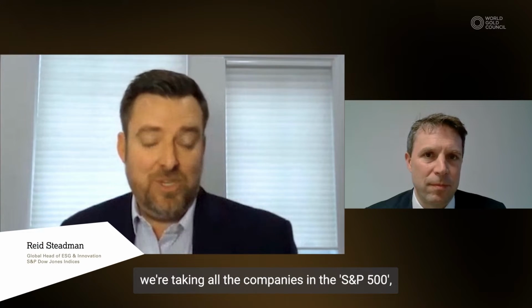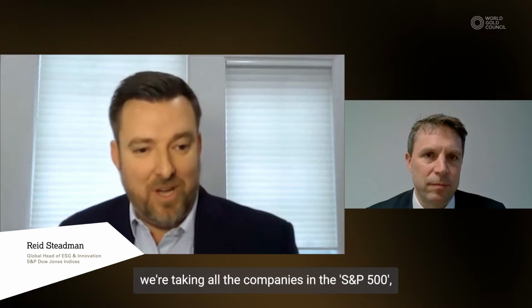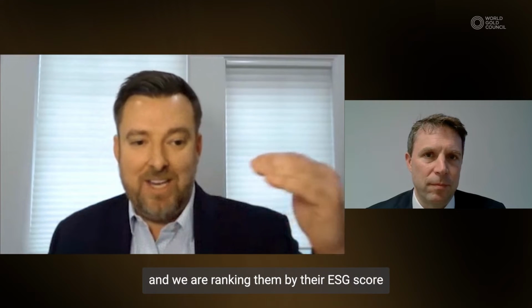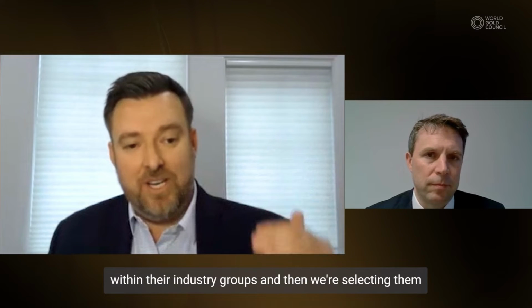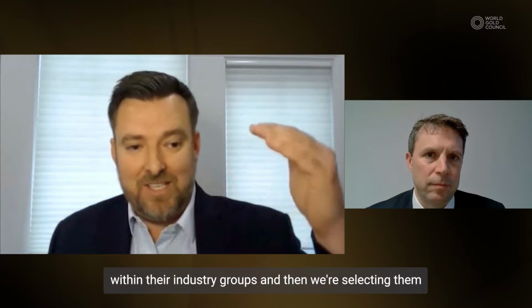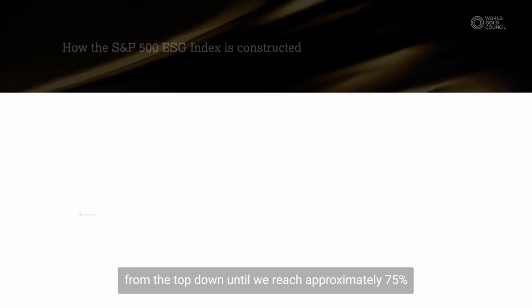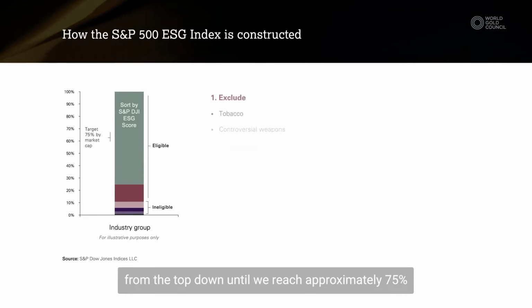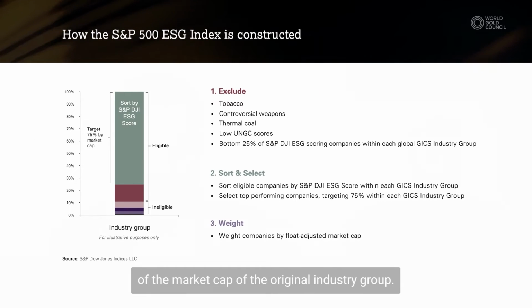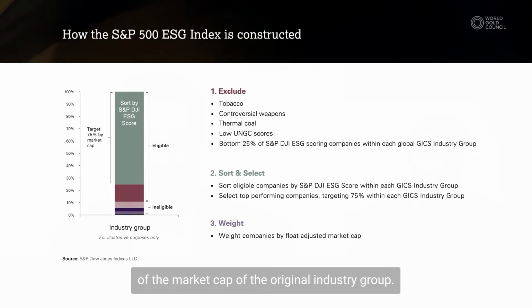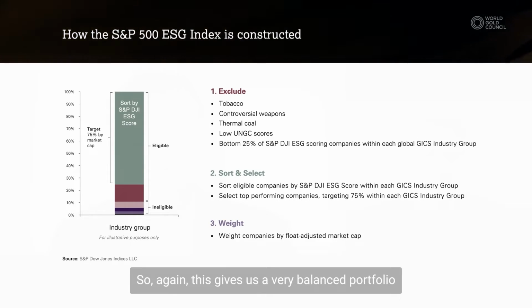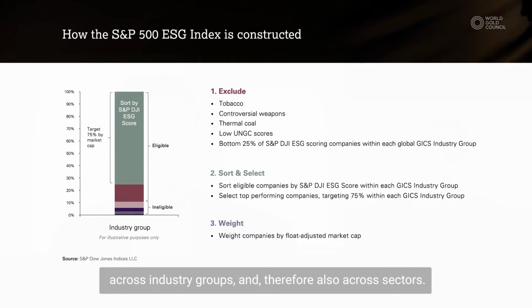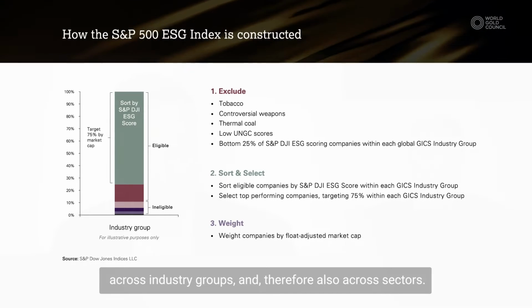Sure. So with the S&P 500 ESG, we're taking all the companies in the S&P 500 and we are ranking them by their ESG score within their industry groups. And then we're selecting them from the top down until we reach approximately 75% of the market cap of the original industry group. So again, this gives us a very balanced portfolio across industry groups and therefore also across sectors.